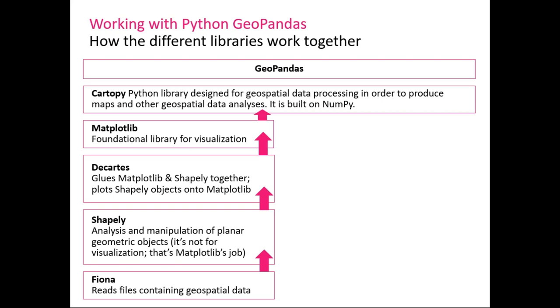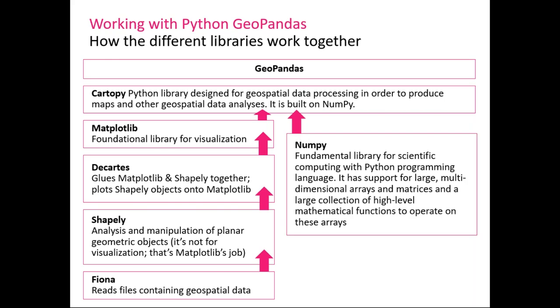And ultimately, there is Cartopy. And Cartopy is a library designed for geospatial data processing in order to produce maps and other geospatial data analyses. It's built on NumPy. And NumPy is the fundamental library for scientific computing with the Python programming language. It has support for large multi-dimensional arrays and matrices and a large collection of high-level mathematical functions to operate on these arrays. So luckily, when you install GeoPandas, all these dependencies will be automatically installed. But it's important to understand how those different libraries operate under the hood.